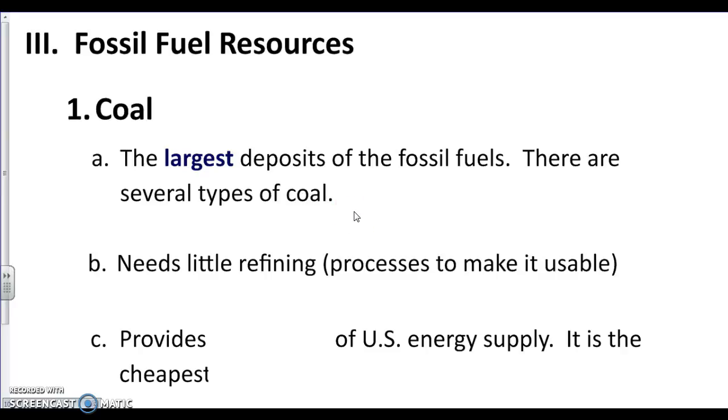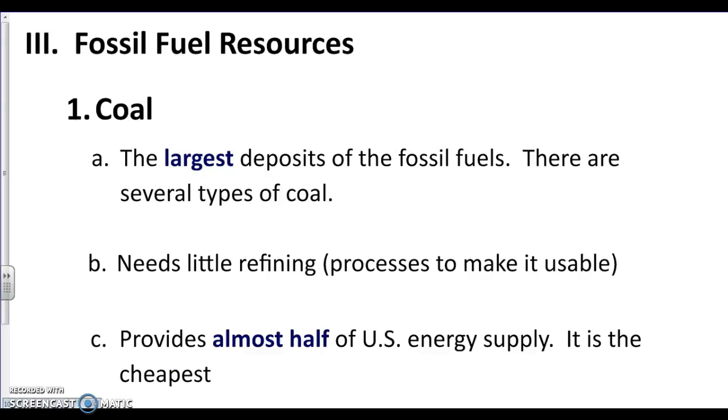The nice thing about coal is, not only do we have the most of it, but we don't need to do a lot to use it. So when we say it needs a little refining, it doesn't take much to make it usable for us to get into production. Does anybody remember how much of our energy comes from coal? Think about it for a moment. Take a look at your notes, and yep, that's right. It's almost half. It's the cheapest too. So coal, we like it because it just makes sense.